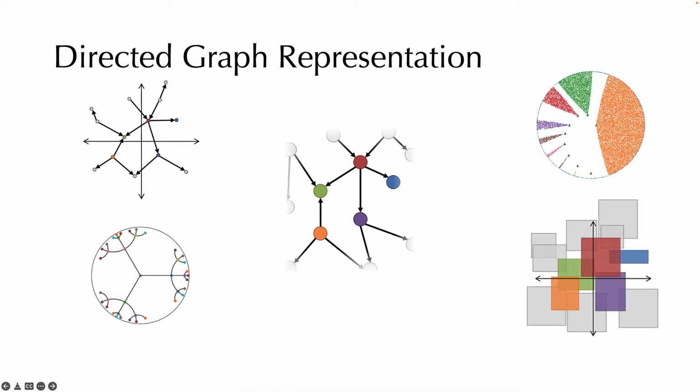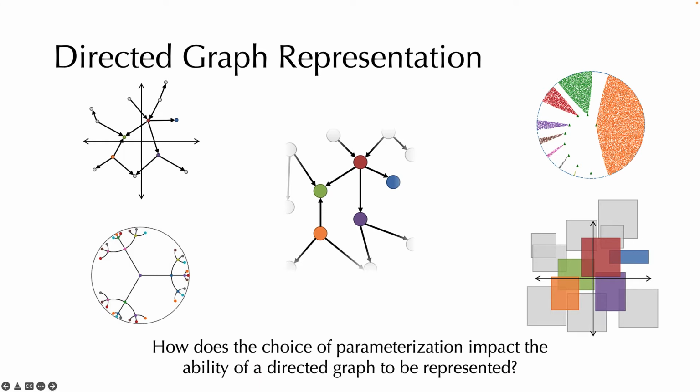Various choices of parameterization have been explored, often motivated by geometric intuition. Our fundamental question, therefore, is to determine how the choice of parameterization may impact the ability of a directed graph to be represented, both theoretically and empirically.